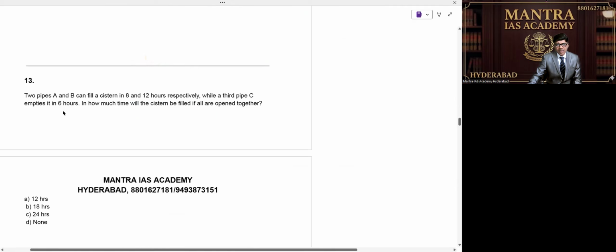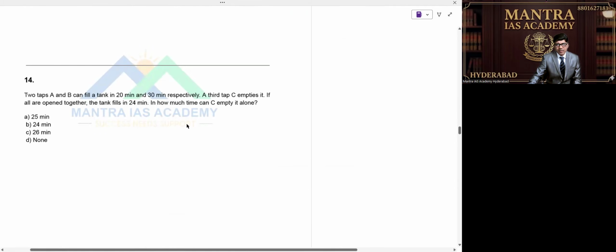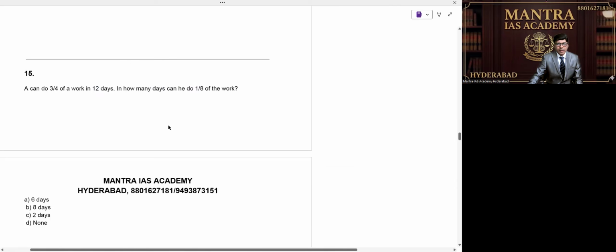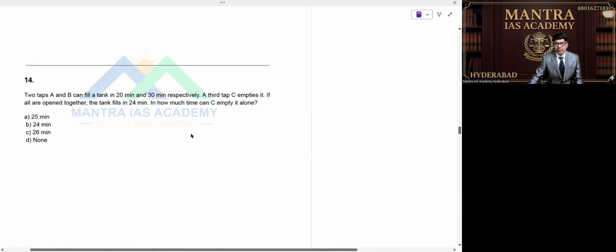Now 13th, same pipes and cistern problem. Copy this, try this. Next, the 14th question also: two taps A and B can fill a tank, same as in this case, I kept the name as tap, that's all. The 15th is of course a changeable application. I'll tell you the changeable point later in another video, by that you can get clarity on this. These are just basics. We have a very large number of questions.